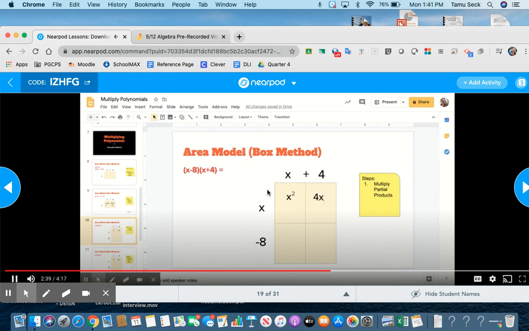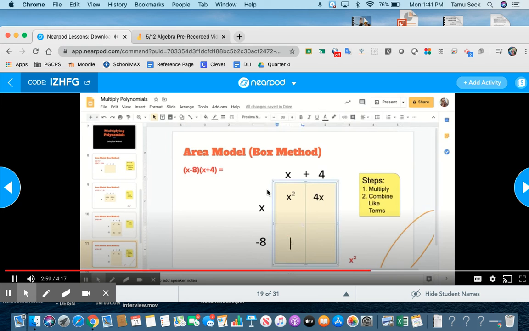We just did that. Now we're going to multiply negative 8 times x, and we get negative 8x. And then we multiply negative 8 times 4, and we get negative 32. So when we multiply these, we have 4 terms. And the next step says to combine like terms.